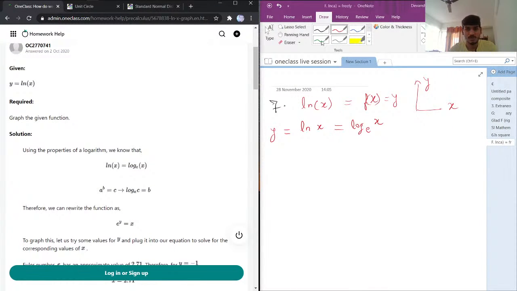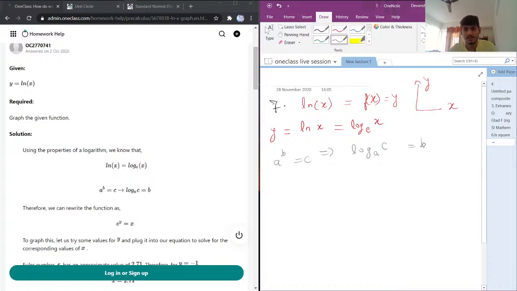So the property of log is, if a power b equals c, then log of c with base a equals b. So basically when we take log on both sides with base a, this b comes down. Here also I can take the anti-log of this equation. So when I take the anti-log, it will be e power y equal to x. This is the same equation, I just transformed it into a different form so it will be easier for us to understand.